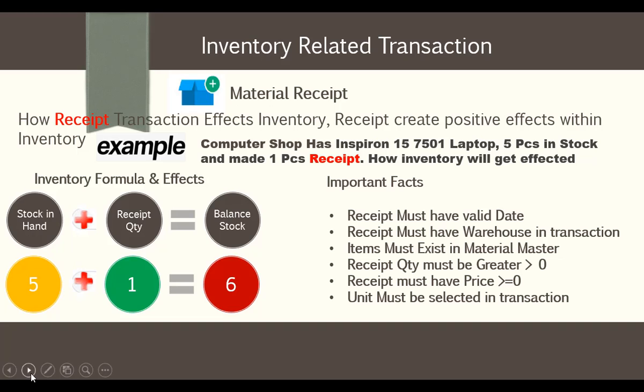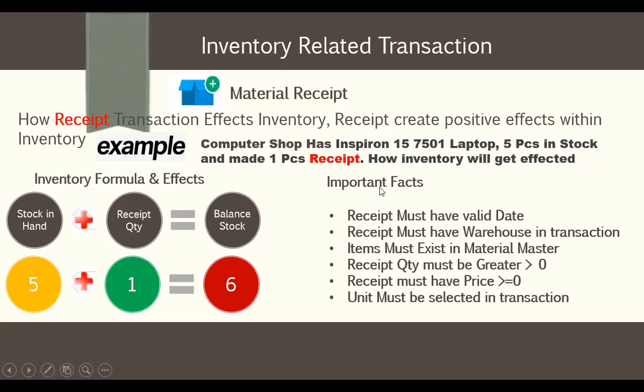Now the second transaction is material receipt. How does the material receipt transaction affect the inventory? Receipt creates a positive effect in the inventory. When you say positive, it means the plus side. Take an example: a computer shop has 5 Inspiron 15 laptops in stock, and then they make one piece of receipt. So how will the inventory get affected? As per the data, stock in hand is 5, and then receipt quantity 1, so your closing stock becomes 6. That's why we are saying it is a positive effect.